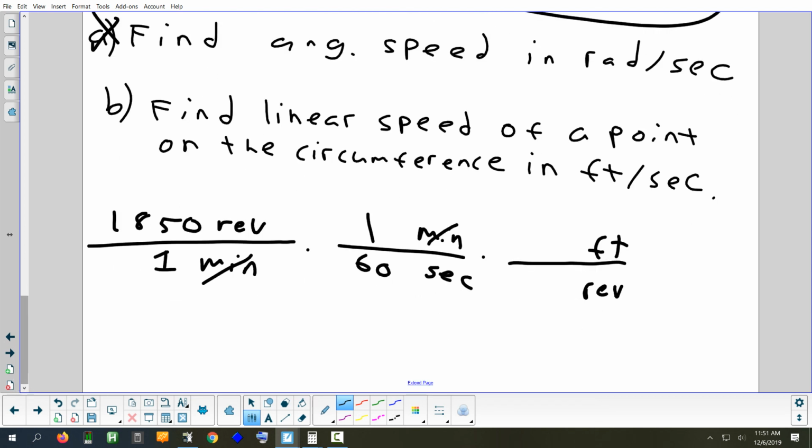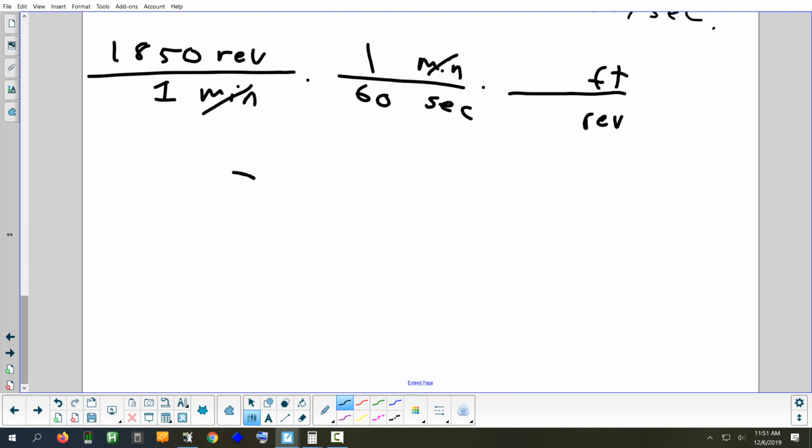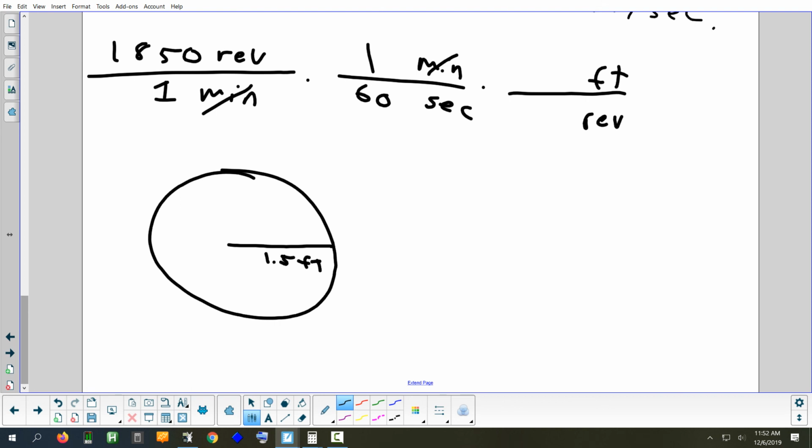So, for this one, that's a revolution, right? One revolution all the way around. And how big did it say that this circle was? That's how many revolutions it's making. How big is the circle? 18 inches, which is 1.5 feet. Just divide that by 12. So I'm going to change it to feet because I need feet. So 1.5 feet. What's another name for a revolution of a circle?